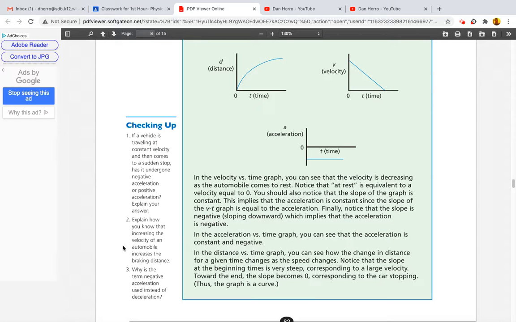In the acceleration versus time graph, you can see that the acceleration is constant and negative.